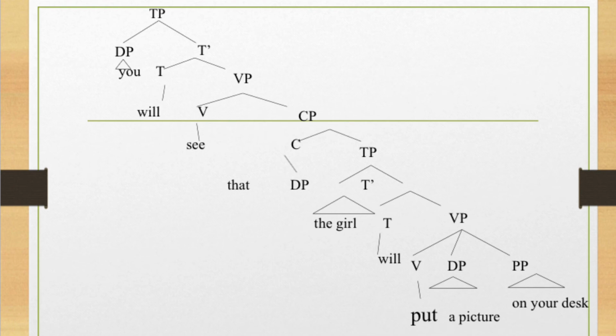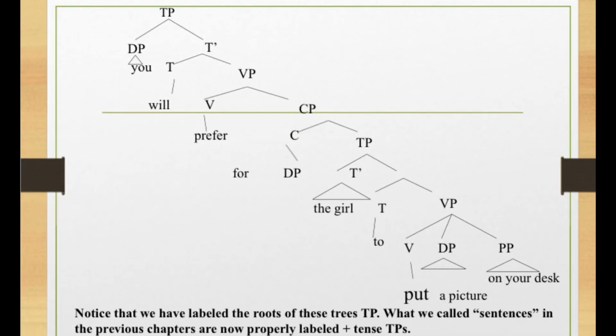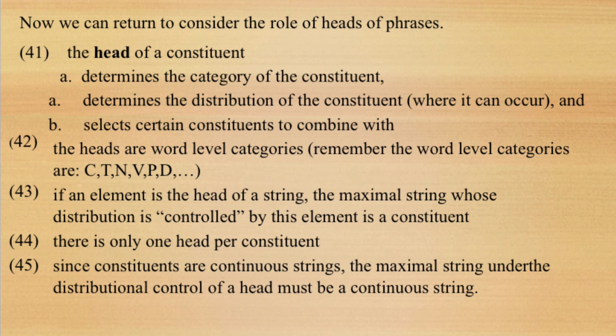So we can now provide labels for all the constituents in the trees we showed earlier in the chapter. Notice that we have labeled the roots of these trees TP. What we called sentences in the previous chapters are now properly labeled tense phrases, or TPs. Now we can return to consider the role of heads of phrases. The head of a constituent determines the category of the constituent.